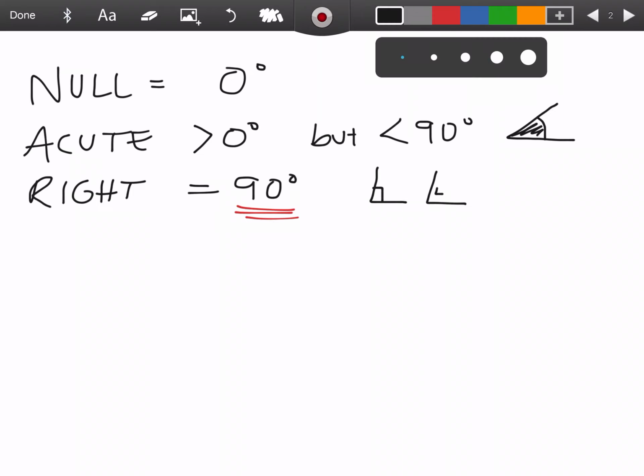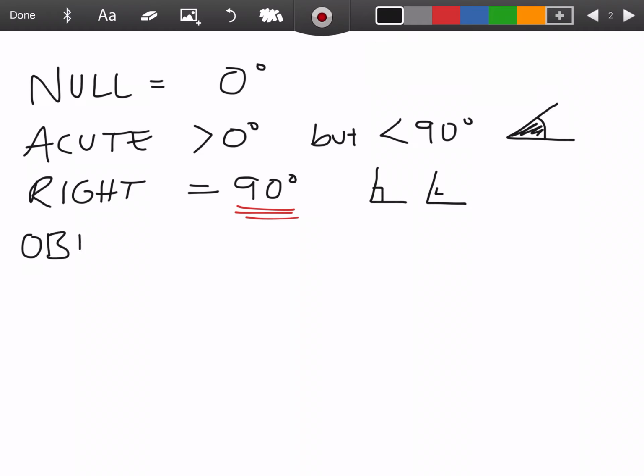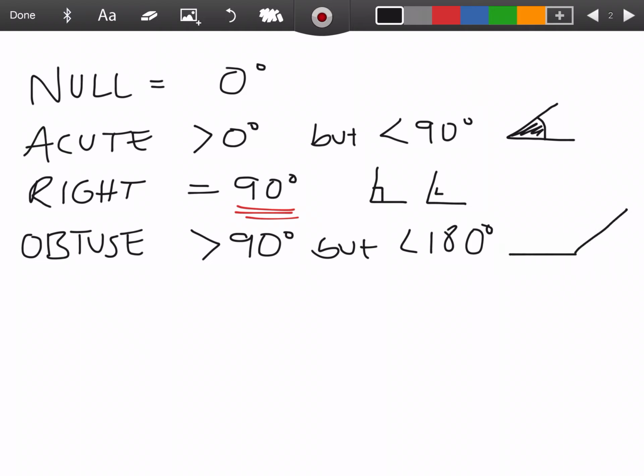Our next one then is an obtuse angle, and I'm sure that you've discussed all of these, or you've used all of these before. An obtuse angle is greater than 90 degrees but less than 180. So anywhere between those two values, and you'll see it's usually past the right angle mark. It'll look something like that.